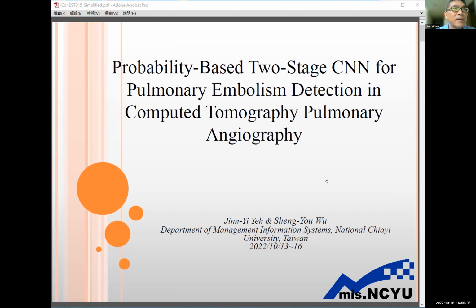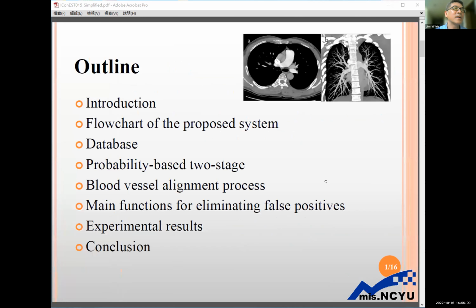And today's presentation, I will show you the introduction, the flowchart of the proposed system, what is the database that we used, and the probability-based two-stage system. One process is called the blood vessel alignment process, and there are some main functions for eliminating false positives for detecting the PE. And I will show you the experimental results, and finally give the conclusion.